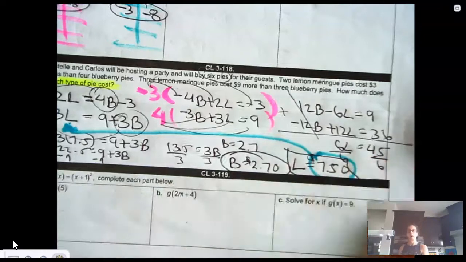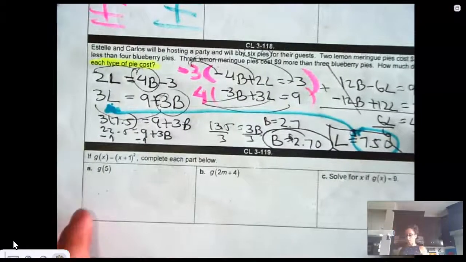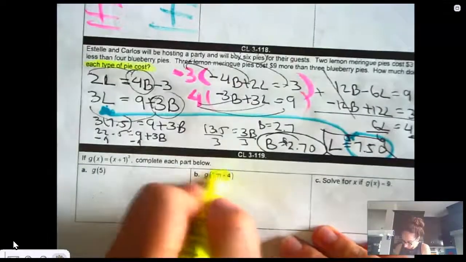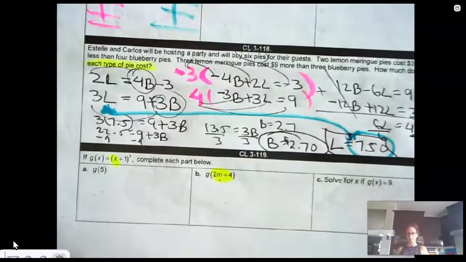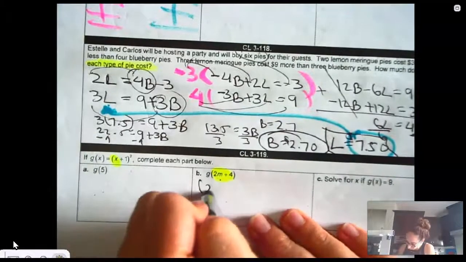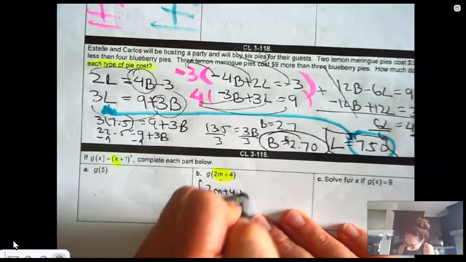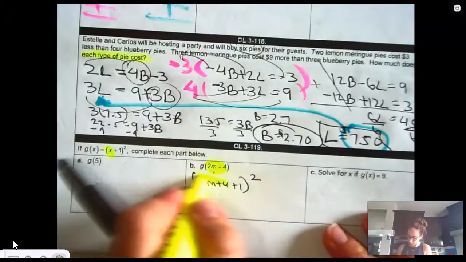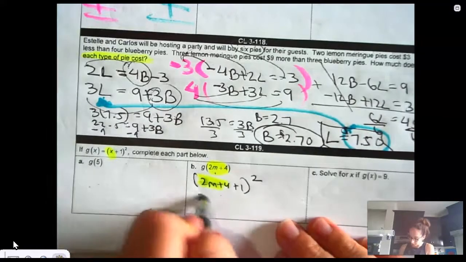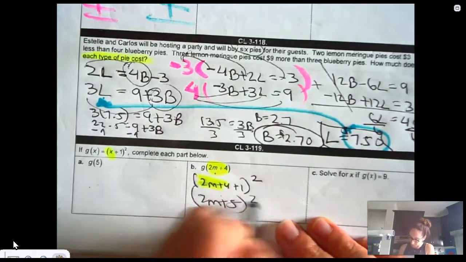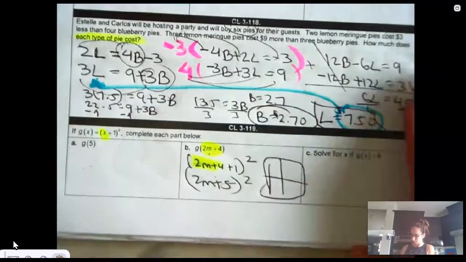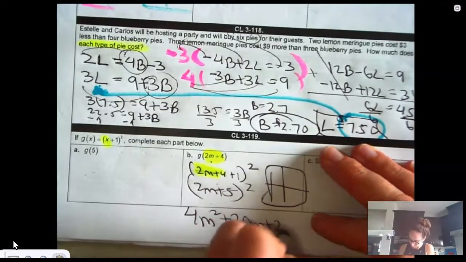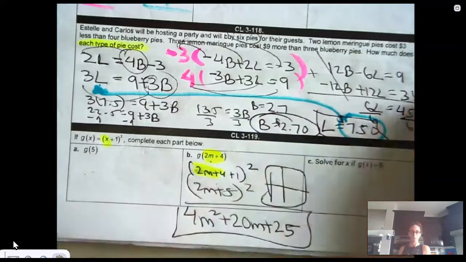Okay? All right. Okay, this one, you can plug in 5. I'll do this one, okay? I'm going to take this, and I'm going to plug it in there. So I'm going to go 2m plus 4 plus 1 squared. So there's where the 2m plus 1 went. And then now that's 2m plus 5 squared. I box it out. I get 4m squared plus 20m plus 25.